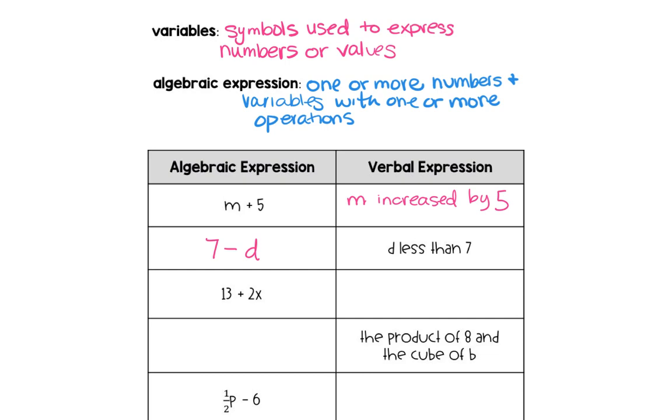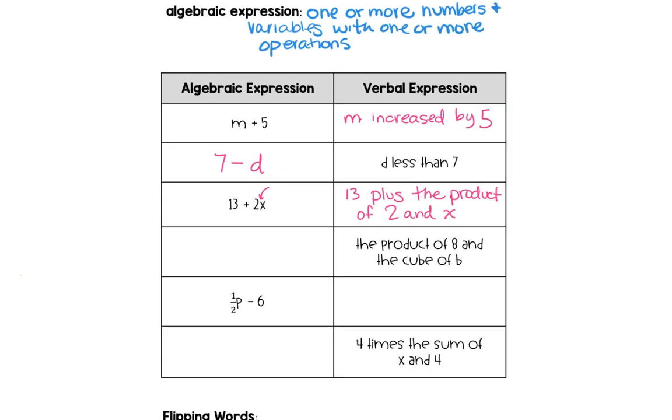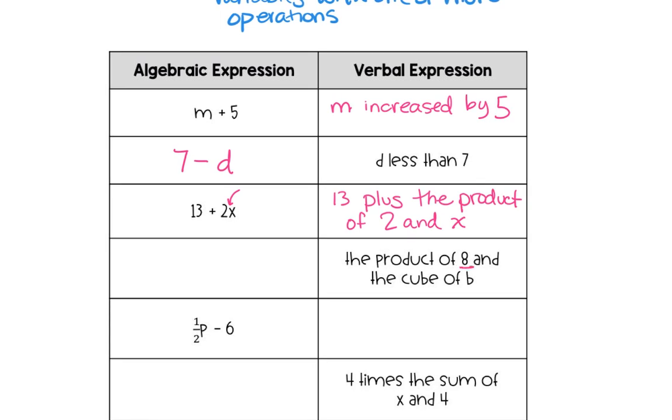The next one, we have 13 plus 2x. So we can write this in words as 13 plus the product. Product is the answer to a multiplication problem. Multiplication is happening right here in between the 2 and x. Product of 2 and x. The product of 8, so we have 8, and the cube of b, so that's b with an exponent of 3, to the 3rd power.